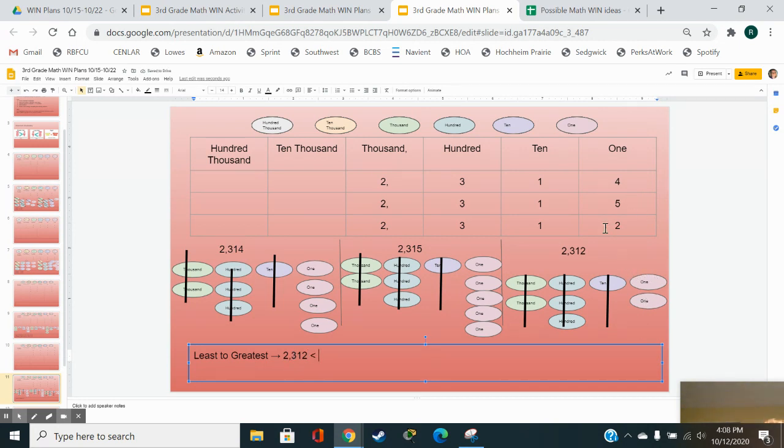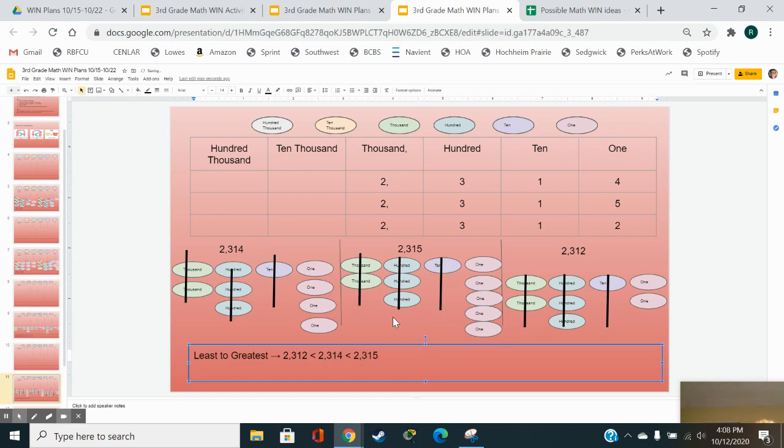So I'm done with him. I don't want to look at him anymore. So then I have 4 ones and I have 5 ones. Which number is smaller, 4 ones or 5 ones? That's right, 4 ones. So I'm going to look at this number right here. 2,314. So I'm going to write that one down next. 2,314 is less than, and then I only have one number left. Well, it's 2,315. So I'm going to write that.